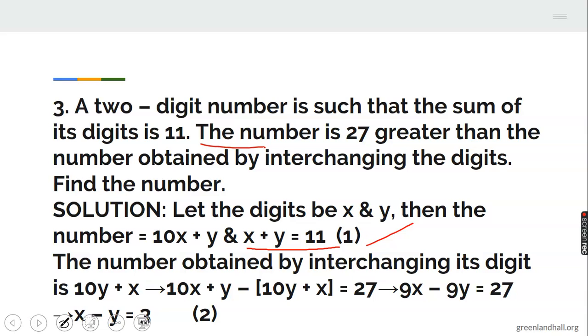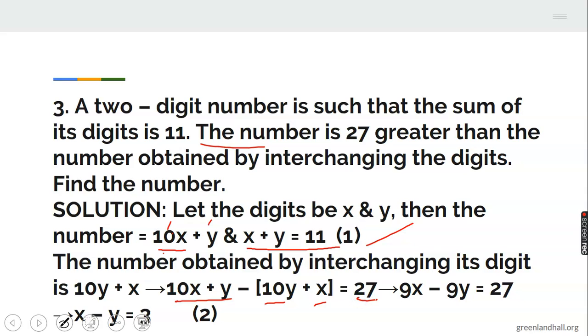The first number is xy, so it is going to give me 10x plus y, because this is the unit and this is the tens digit. But when you interchange it, it will now be yx, which is 10y plus x. Since the original one is 27 greater than the one we have exchanged, it means that 10x plus y minus this will give me this difference.